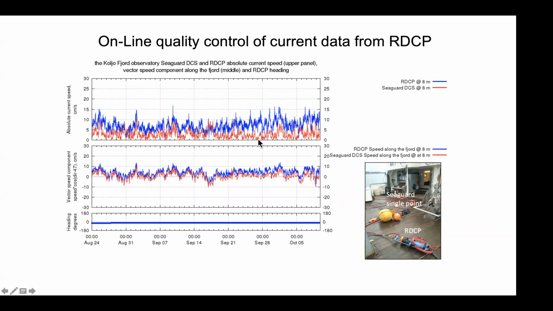But without the quality control from the single point sensor, you would never have been able to discover that in many situations here the average current speed is actually a factor of 2 higher than what is real and measured by the single point. And also because one of the transducers gives more noise, it also introduces directional error, as you can see here.